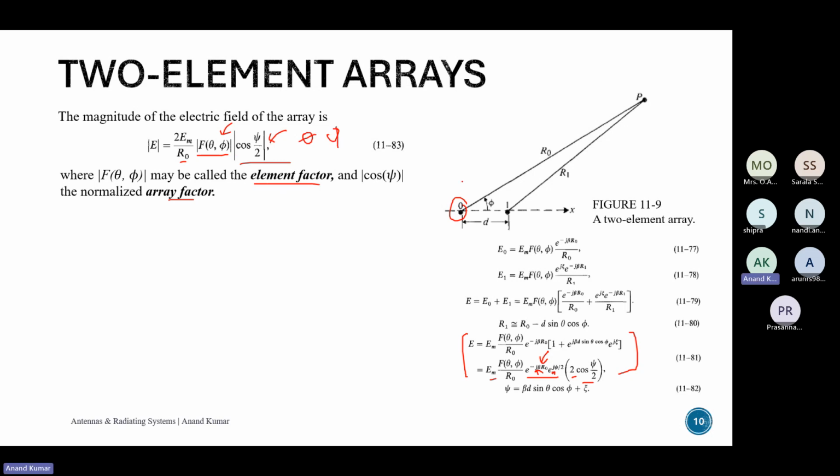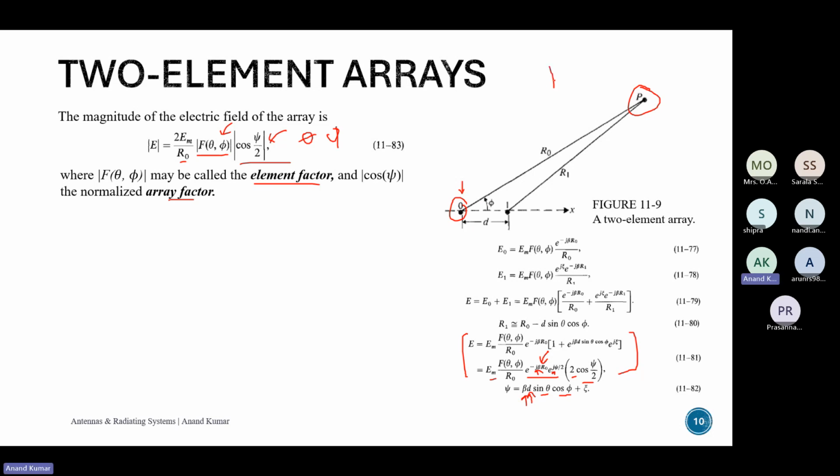The element factor derives directly from the element, and the array factor is not dependent on the element factor. It depends on the beta term, which is basically due to the wavelength, this d term, which is the separation between the elements, and the theta and phi terms due to the position of the point where we're trying to figure out this electric field.